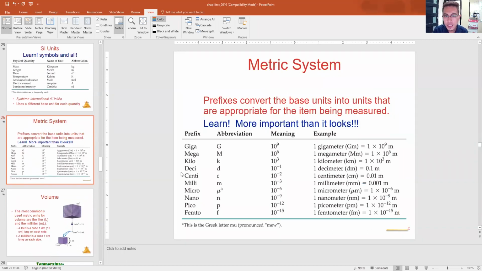Prefixes convert the base units into units appropriate for the item being measured. We have the prefixes giga, mega, kilo, deci, centi, milli, micro, nano, pico, femto, with their abbreviations and meanings. Giga is 10 raised to 9, down to femto, 10 raised to -15. These are used in converting, for example, kilogram to microgram or kilogram to gigagram.